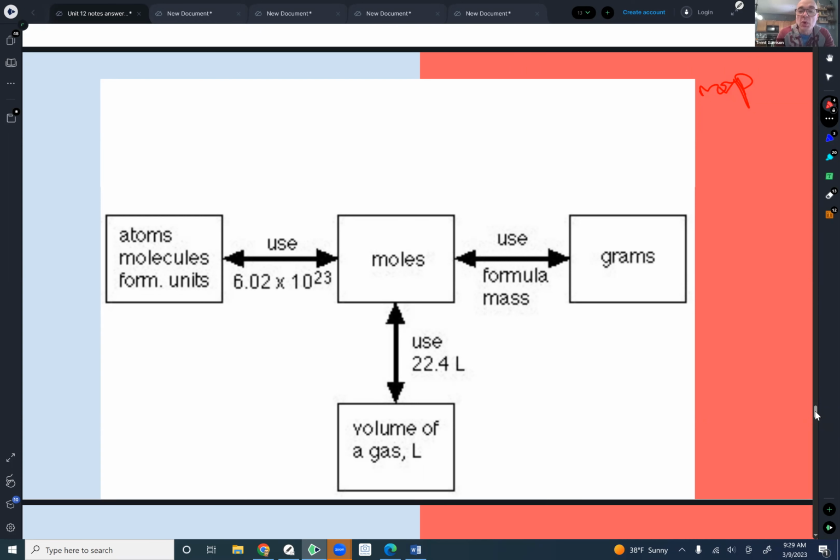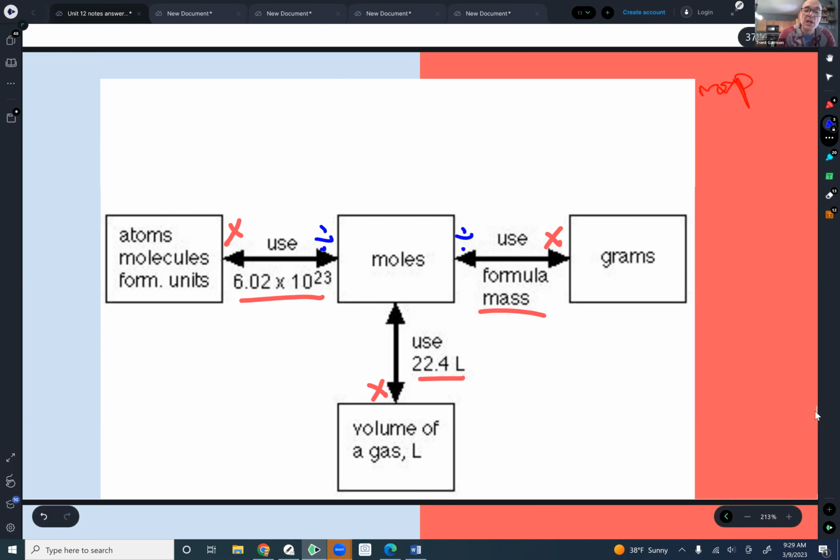If you start with moles, it is a multiplication process to convert it to any of the other units. To go to grams, we multiply by formula mass. To go to volume, we multiply by 22.4. To go to atoms, we multiply by 6.02 times 10 to the 23rd. If we want to reverse that process, if we want to turn it into moles, you're going to divide by 22.4. So if we are going in, we are dividing. And if we are going out, we are multiplying.